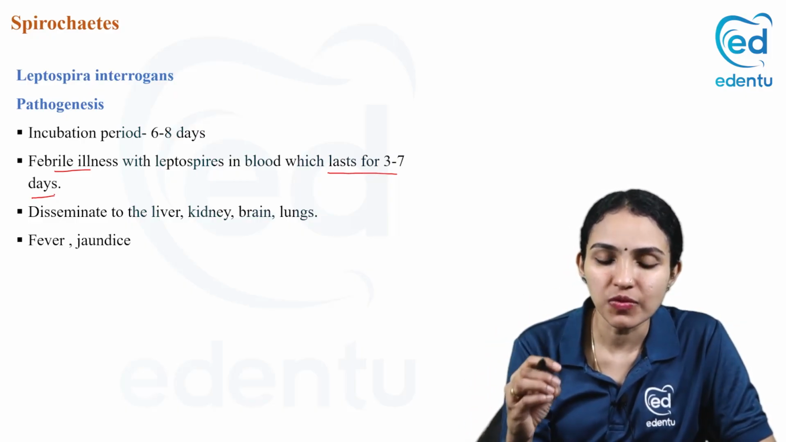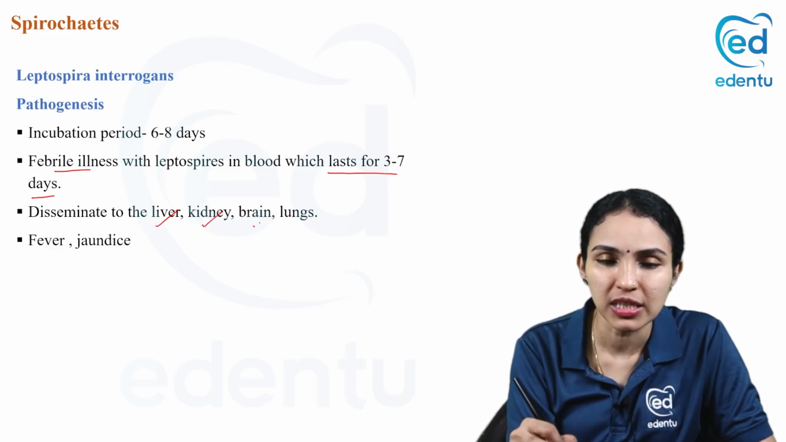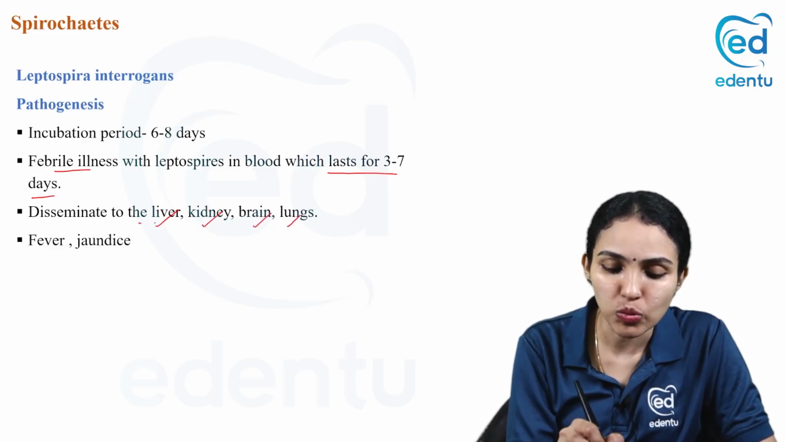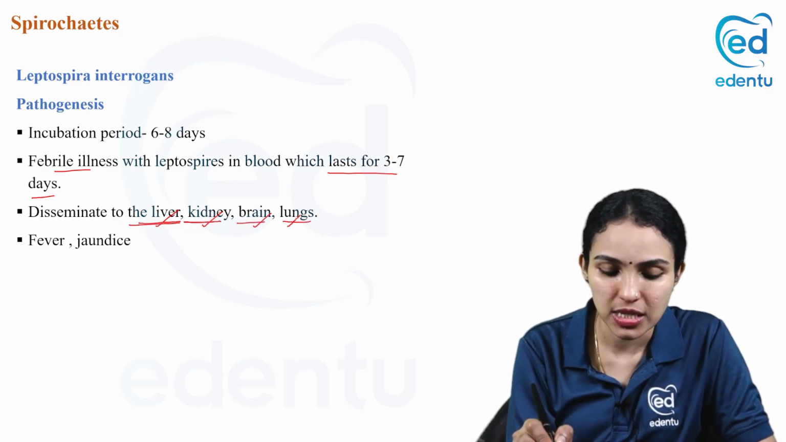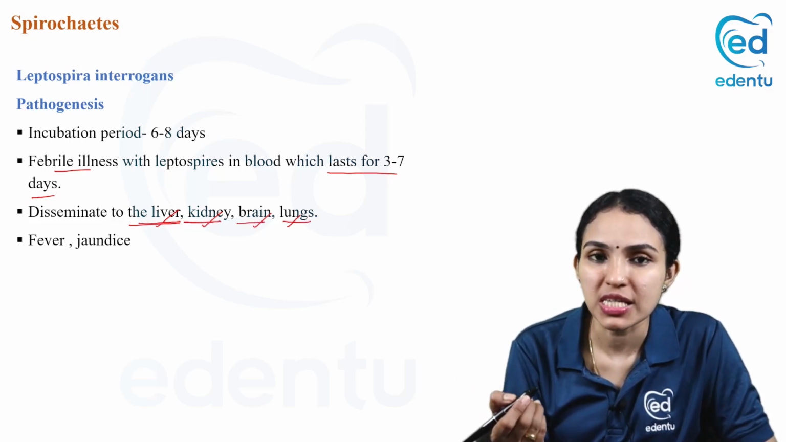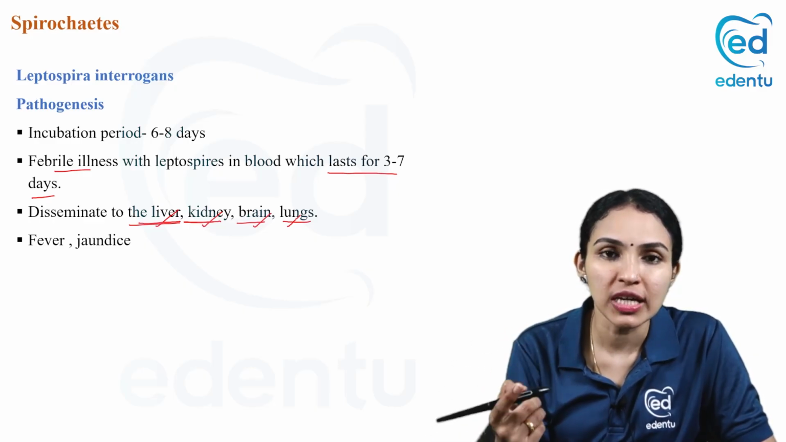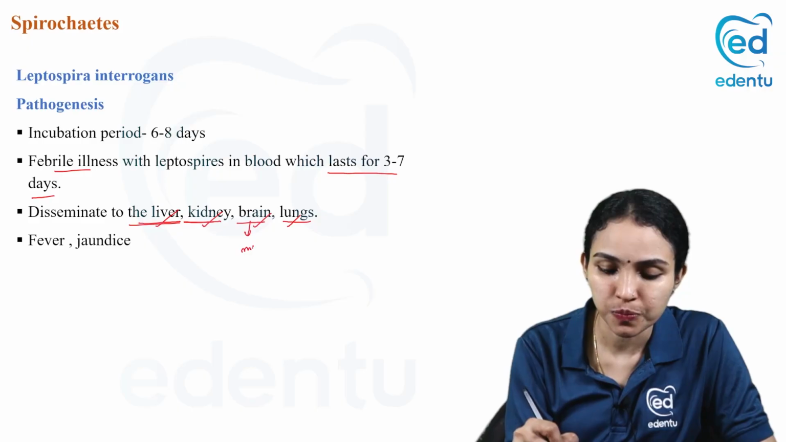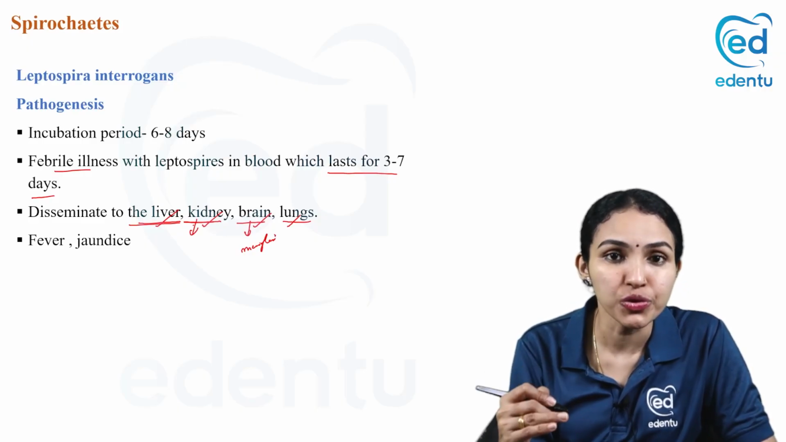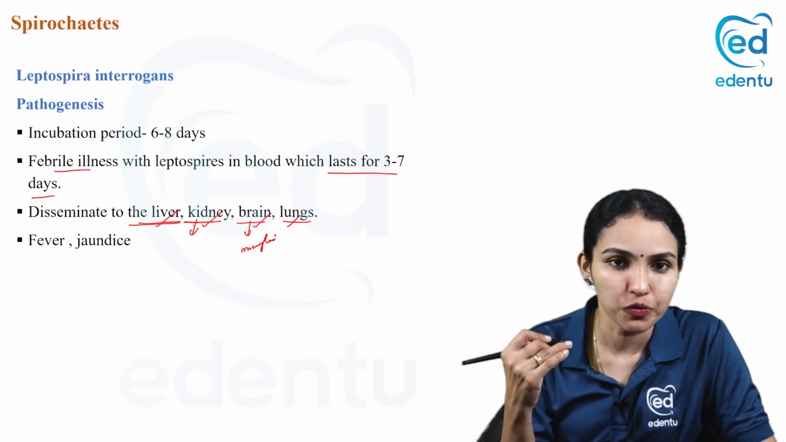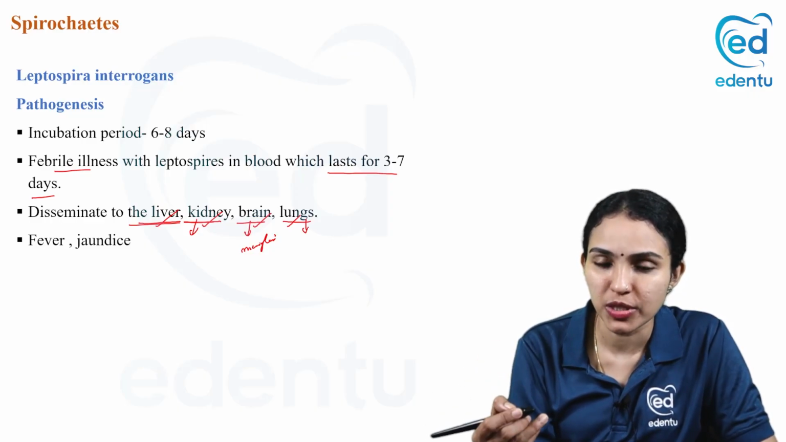After that, this organism will disseminate through blood to different organs like liver, kidney, brain, and lungs. The most favorite organ is the liver, and also kidney, and to some extent brain and lungs. So basically the patient will present with fever and jaundice because the liver is the worst affected organ. Also they can present with meningitis, or anuria or oliguria because of involvement of kidneys, and with pulmonary manifestations if there is involvement of lungs.